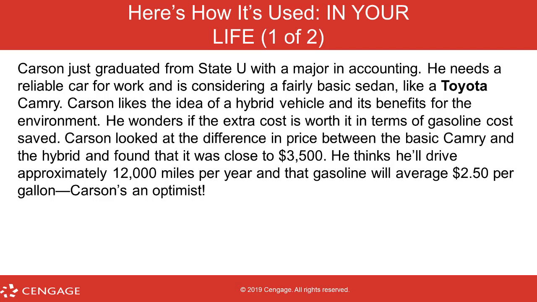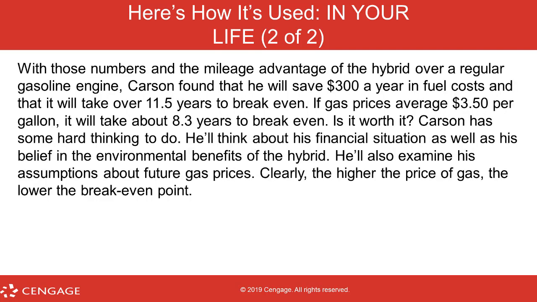So we have Carson going down to the Toyota dealership. He sees a Toyota Camry, and then he sees the hybrid version of it that's $3,500 more. He thinks that he'll drive approximately 12,000 miles per year, and that gasoline will average $2.50 per gallon. The example doesn't give us the difference in miles per gallon of the hybrid versus the regular gasoline vehicle, but it does tell us that Carson found out that he'll save $300 a year in fuel costs.